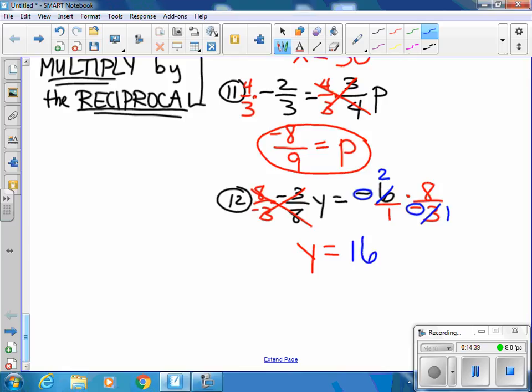So we're going to keep practicing with the reciprocals and making sure that you're good with them. But this is all the different varieties of a one-step equation that you may run into.